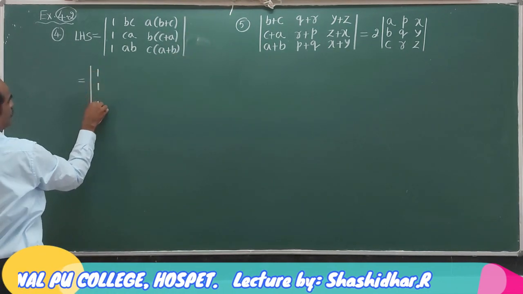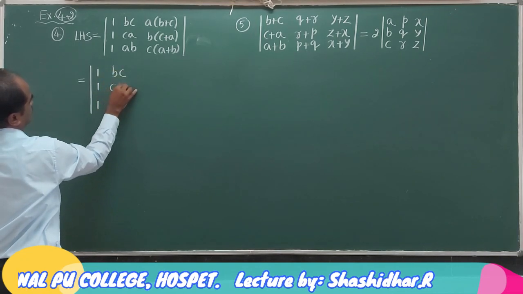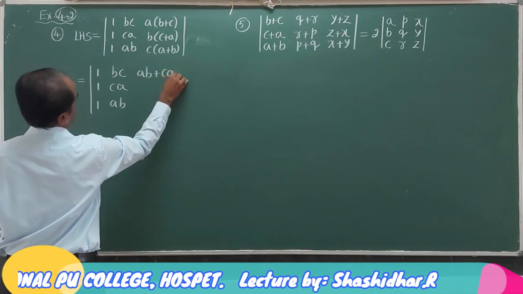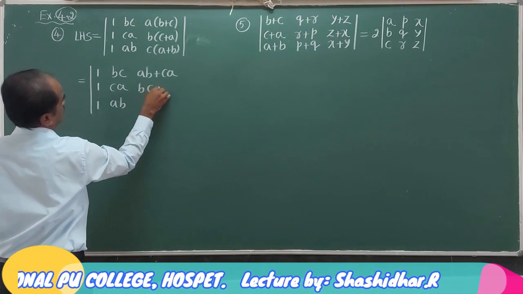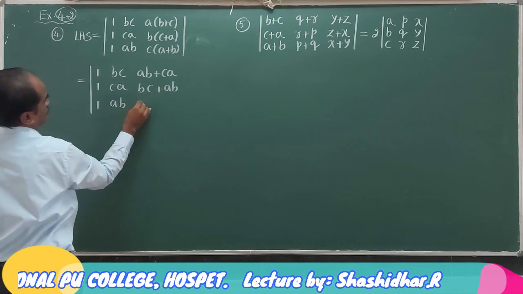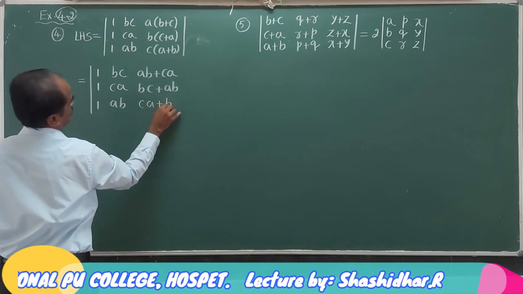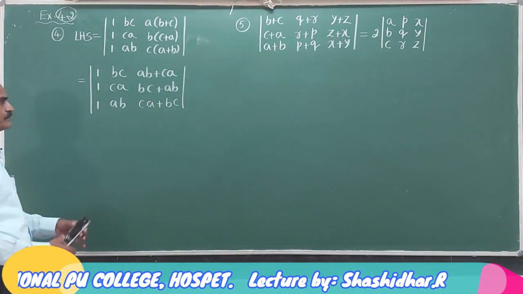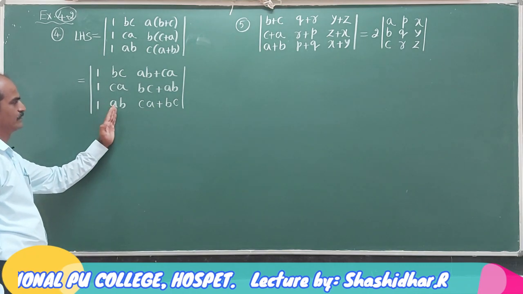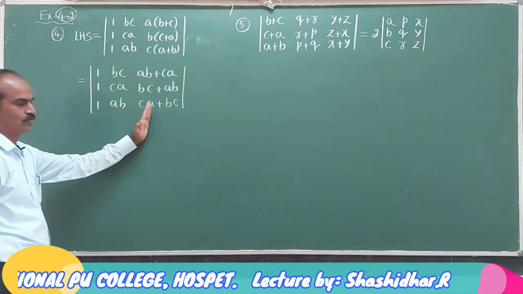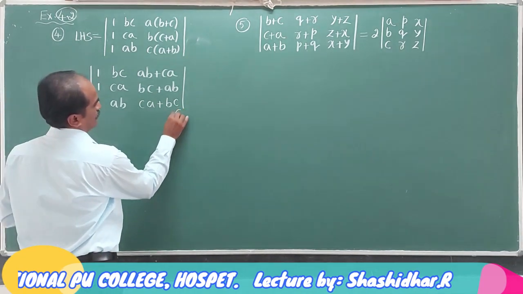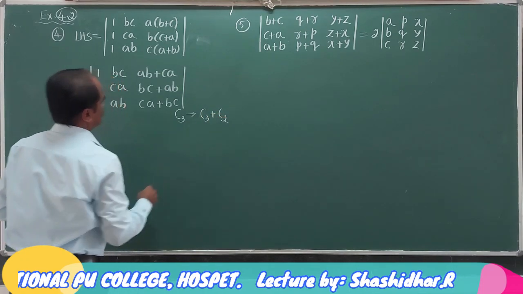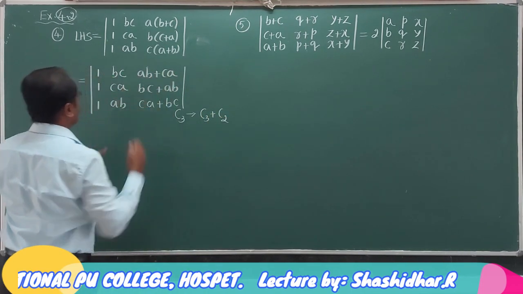First column 1, 1, 1. Second column BC, CA, AB. Third column, it is AB plus CA, BC plus AB, CA plus BC. What I do now, I will add column 2 elements to column 3. How to write that? Column 3 changes to column 3 plus column 2. Just adding column 2 elements in column 3.